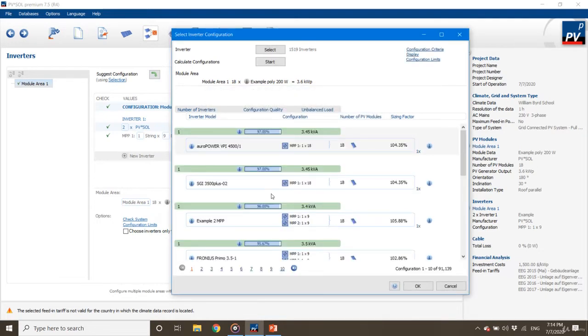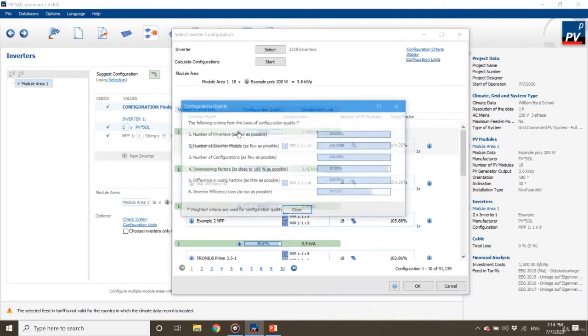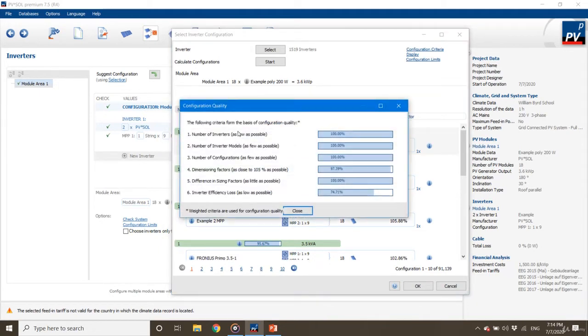Now, each inverter has a score from 100%. The highest one will be selected. This is our criteria: minimum number of inverters and MPP channels, number of configurations as few as possible to reduce costs. We already selected utilize MPP as even as possible in the criteria.